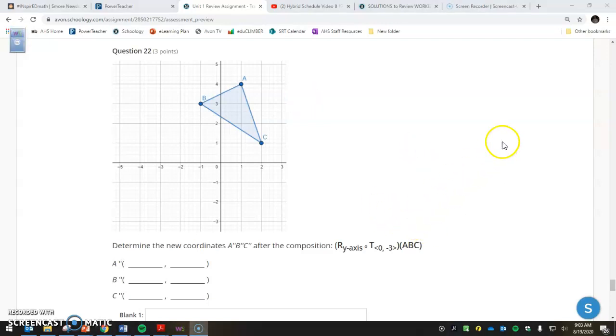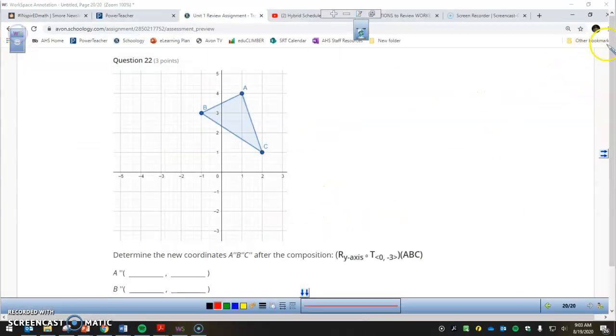We have this triangle ABC, and we want to determine the new coordinates after a composition of reflection over the y-axis and a translation of 0, meaning that we're not moving left or right at all, and then down 3. So let me pull this up here. So the way that this works is, keep in mind that this is the first thing that we have to do, is we got to go down 3 first.